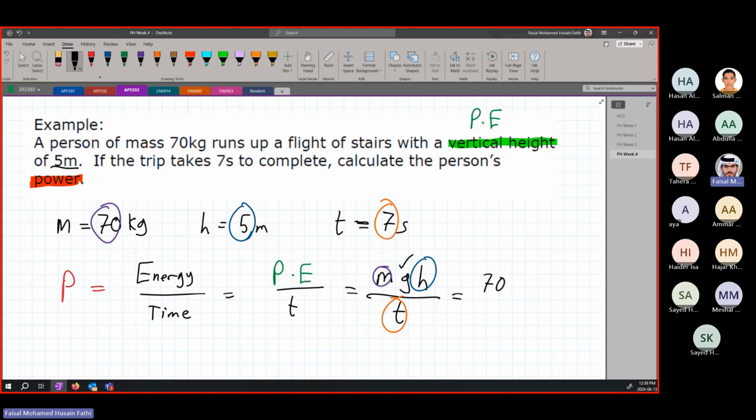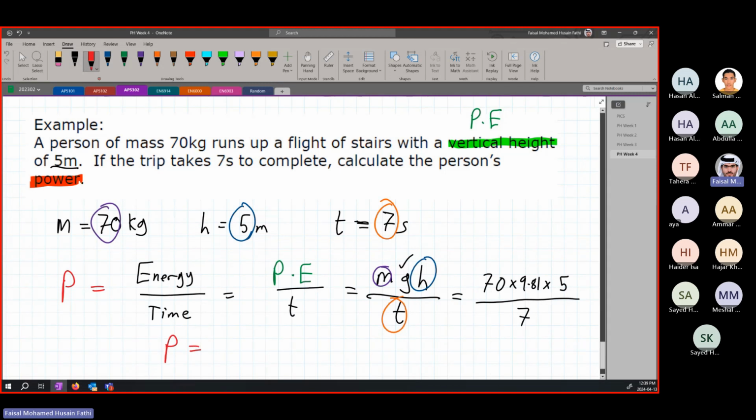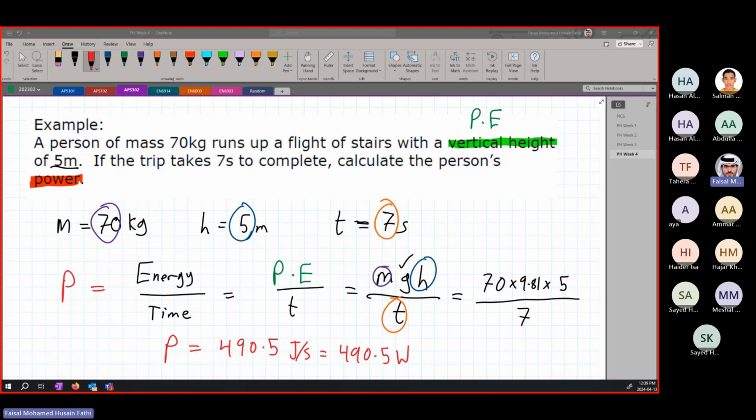So you're just going to plug in all those numbers. So 70 times 9.81 times the height of 5 meters all over 7. And this is how you'll find your power. So power is going to be equal to 70 times 9.81 times 5 divided by 7, 490.5 joules per second or 490.5 watts. Tamam? That's how you will solve a question for power.